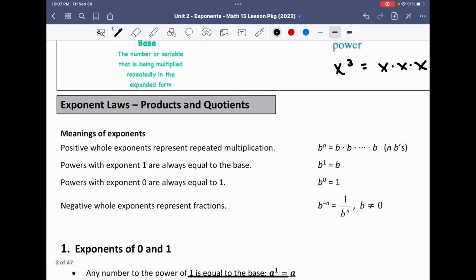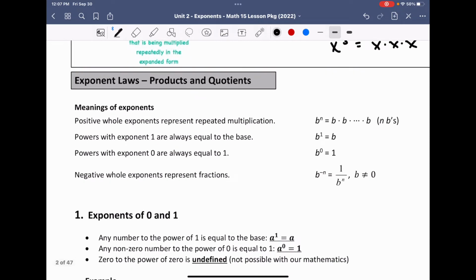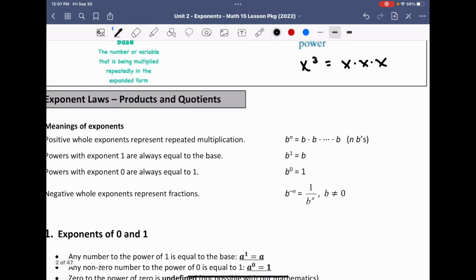Now, let's introduce some laws right away here. Some exponent laws to do with products and quotients. Well, we know just from above that the product rule, one of the rules we're going to deal with here, is the repeated multiplication of some base value with some exponent. So we're talking about this one right here. It expands out. We have n number of b's in this case, and they're all multiplied together.